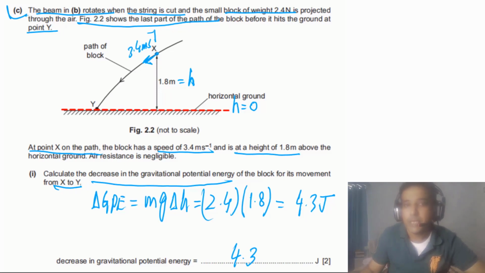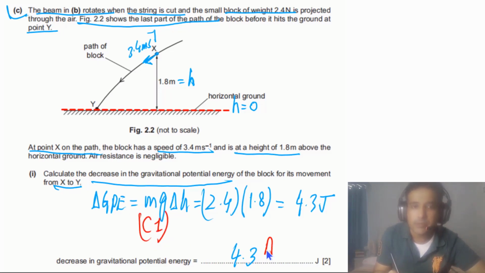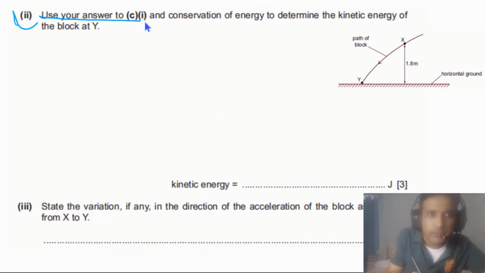And this question has 2 marks. The first mark you will get if you have written this formula. You will get 1 C mark, and the second mark is the answer mark. If you have got the right answer, you will get 2 marks. Part 2 says use your answer to C1 and conservation of energy to determine the kinetic energy of the block at point Y.